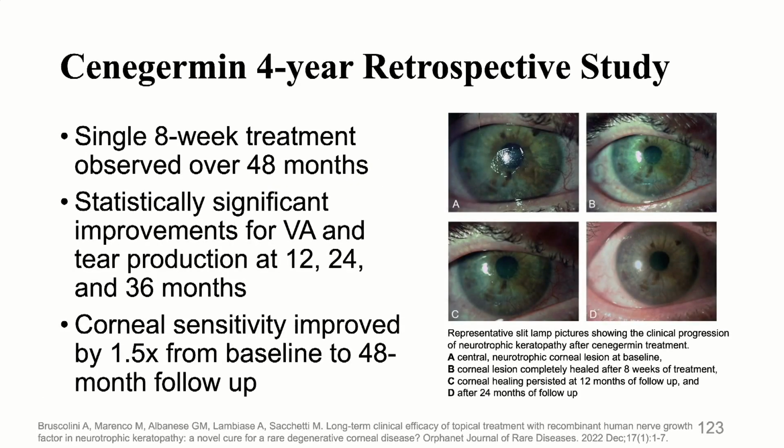I think this is even more impressive, the 4-year retrospective study. It's a single 8-week treatment, which is what we normally do for cenegermin BKBJ. Over 48 months, they found significant improvement in visual acuity and tear production at 1 year, 2 years, and 3 years, and corneal sensitivity improved by about 1.5 times from baseline. So it definitely demonstrates that you're making a difference. We don't utilize cenegermin BKBJ enough in our practices. If there was a question here, would you consider using it more often? The answer should be yes, okay?